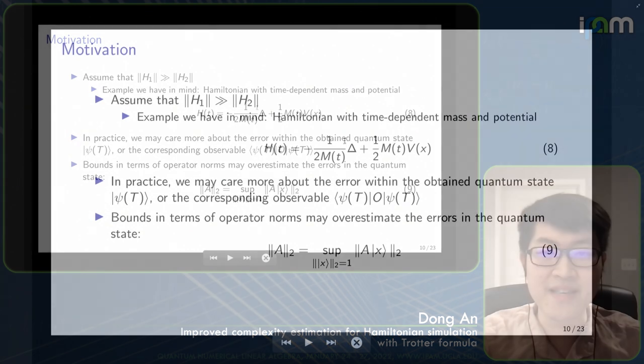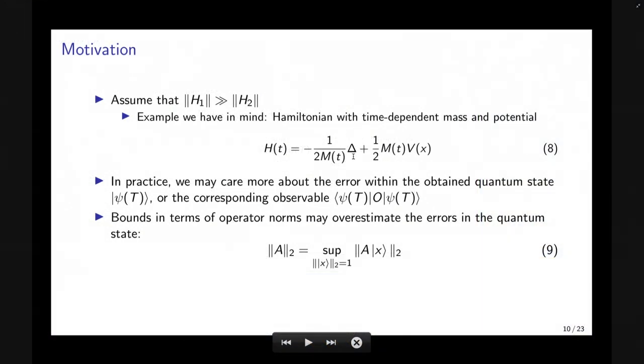So the problem basically lies in this Laplacian operator. We know that the Laplacian operator is an unbounded operator. And even after some spatial discretization, the operator norm of the discretized Laplacian operator can still be very, very large, which makes the error bounds in terms of the operator norm very large and not give us much information. In a more general setting, in this part, we will just assume the operator norm of H1 is much larger than the operator norm of H2. But the example that we are having in mind is that H1 is something like the Laplacian, H2 is something like a bounded potential. So now we want to get some improved error estimate for this example. And especially, we really want to get rid of the norm dependence on this Laplacian operator.